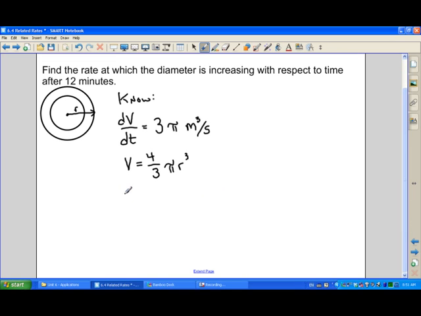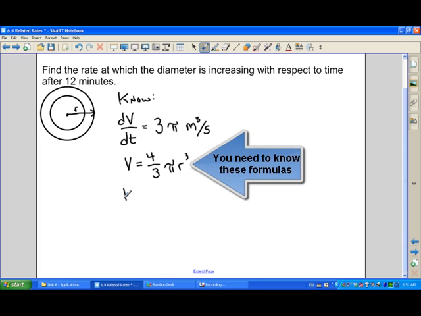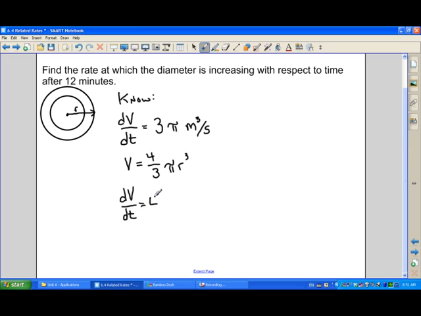Which means, if I take the derivative of this with respect to time, volume is changing with respect to time at a rate of 4 pi r squared times how quickly the radius is changing with respect to time. We're looking for the rate at which diameter is increasing with respect to time after 12 minutes.